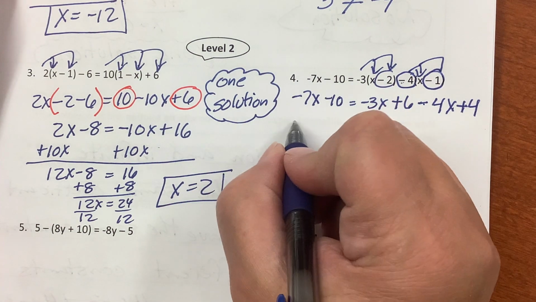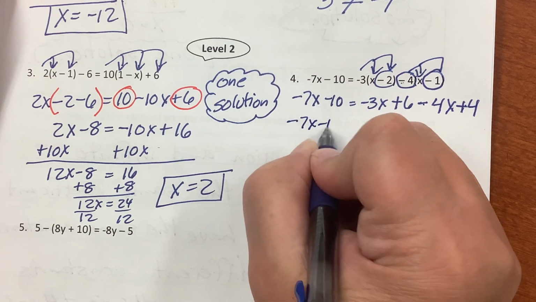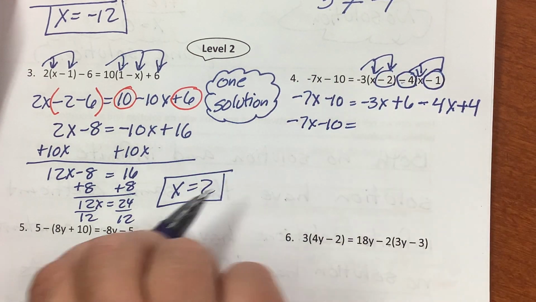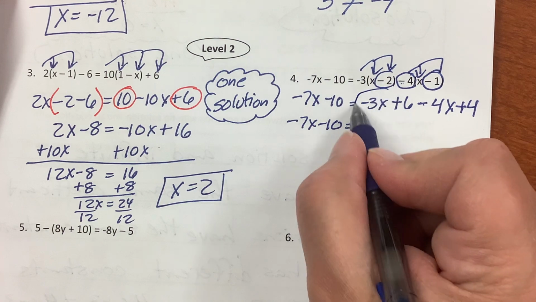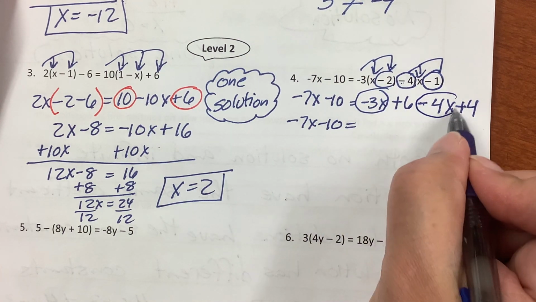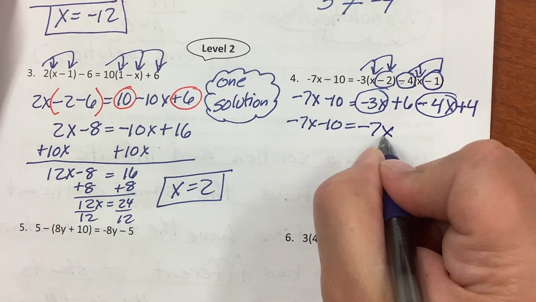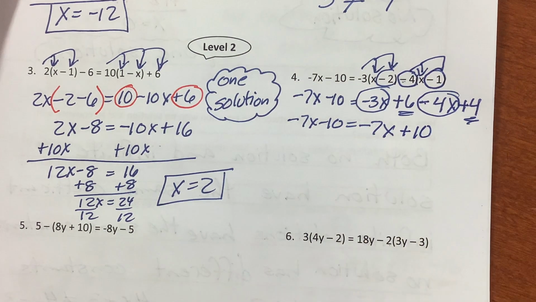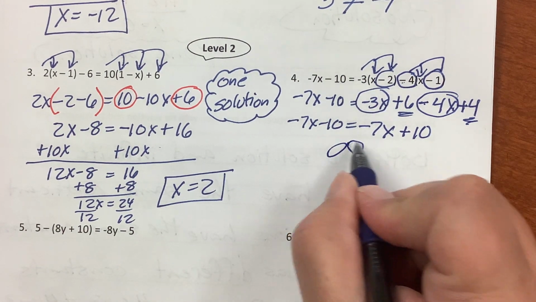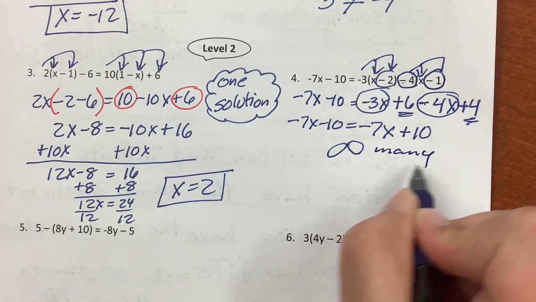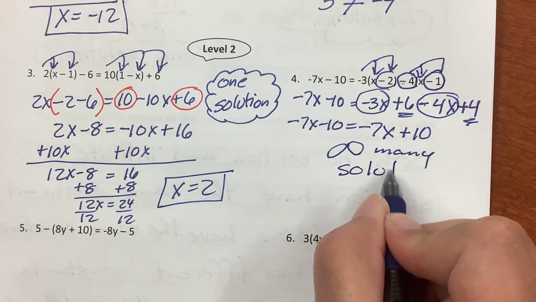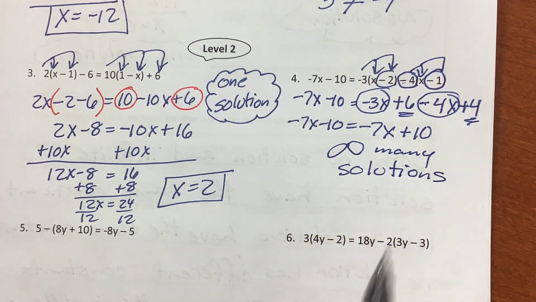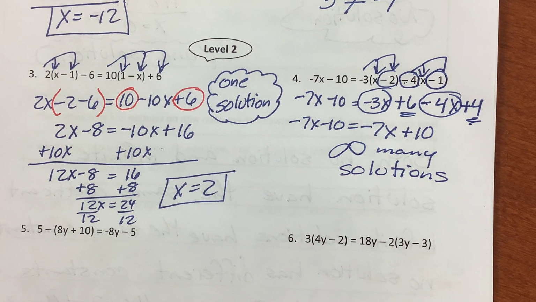All right, let's see. Leave this alone. Negative 7x minus 10 equals, combining some like terms. Negative 3x and negative 4x is negative 7x. 6 plus 4 is 10. Look, it's exactly the same on both sides. That means infinitely many solutions. Okay, and we're good, right? So if you didn't do them, pause it and try.